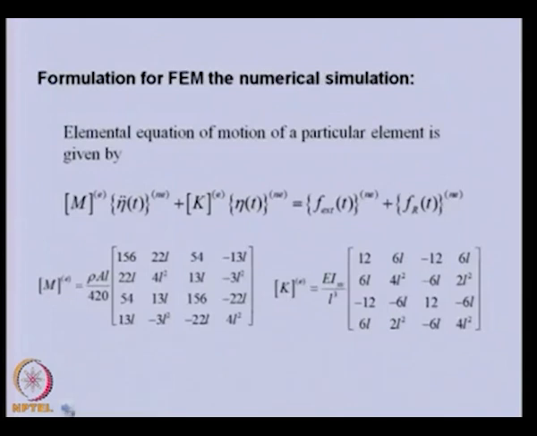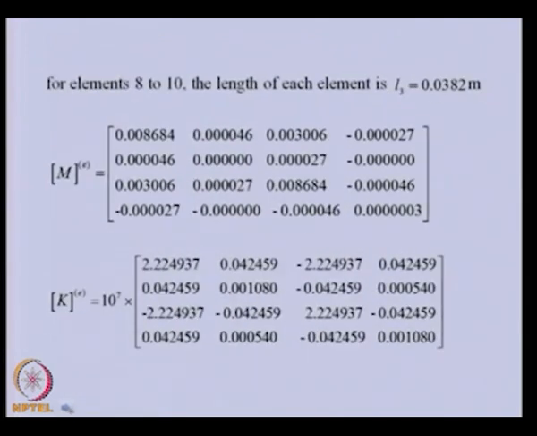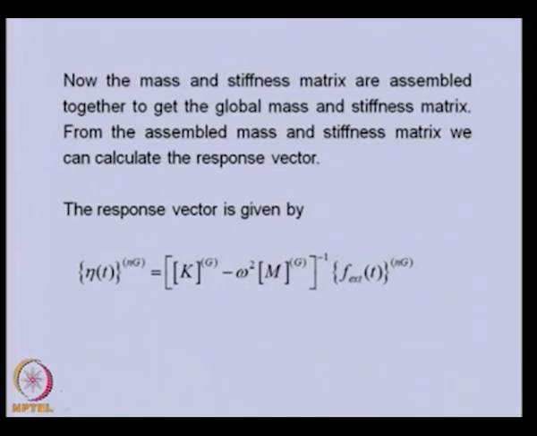So, once we have obtained the elemental mass and stiffness matrices of the various elements, we can assemble them. That assembly procedure we already discussed. Even the boundary condition we can apply; the simply supported boundary condition we can apply, and then the force response can be obtained like this. This also we discussed earlier.